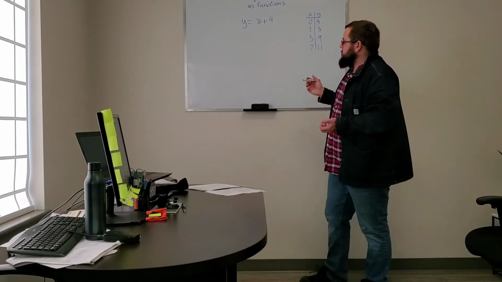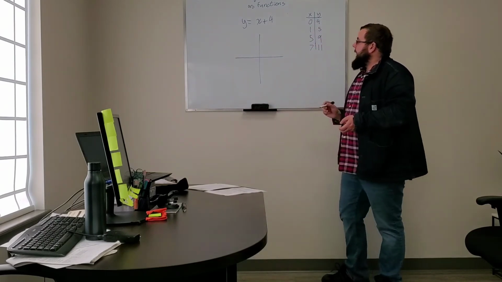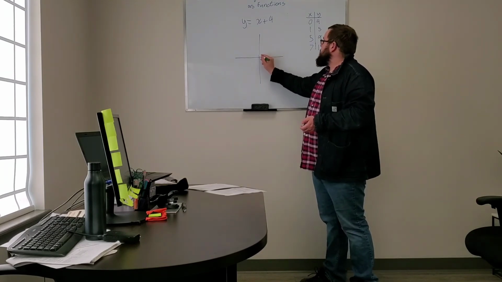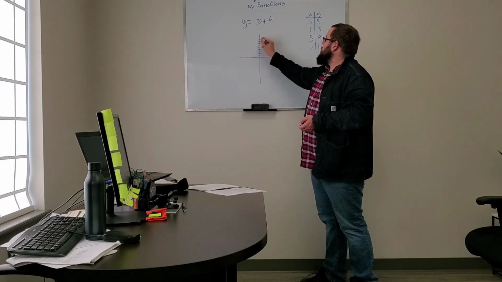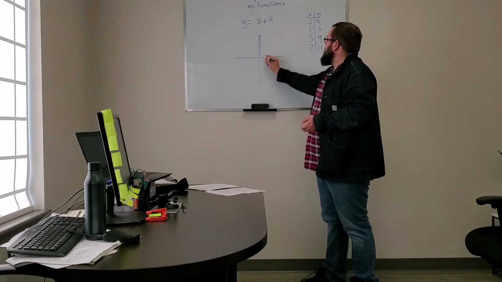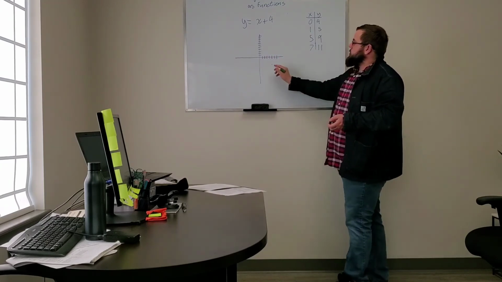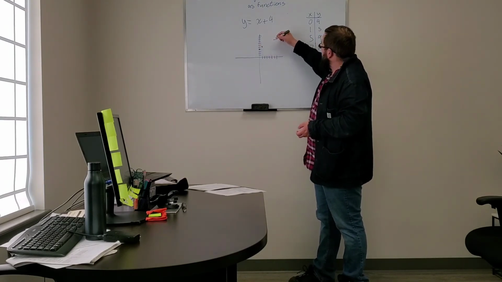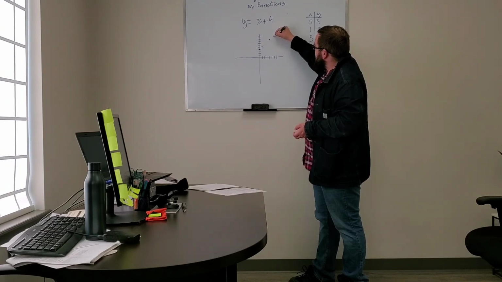Okay, so now we can graph this. So put our graph down, and the very first one we're going to want to put is that 0. Let me just mark off some points here: 1, 2, 3, 4, 5, 6, 7, 8, 9, 10, 11. So (0, 4) goes right here. (1, 5) would go right here. (5, 9) would go right here, and (7, 11) would go right here.